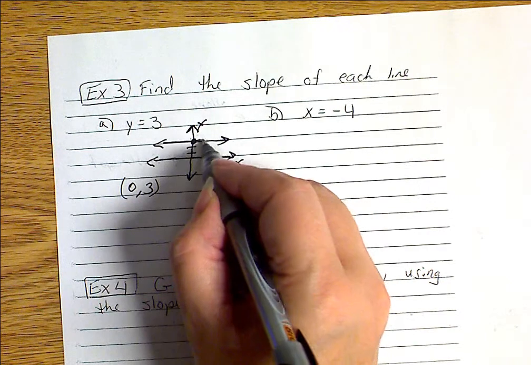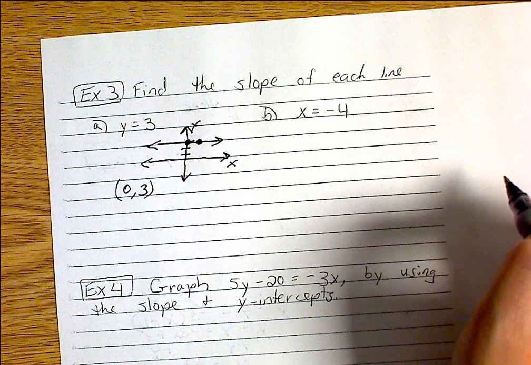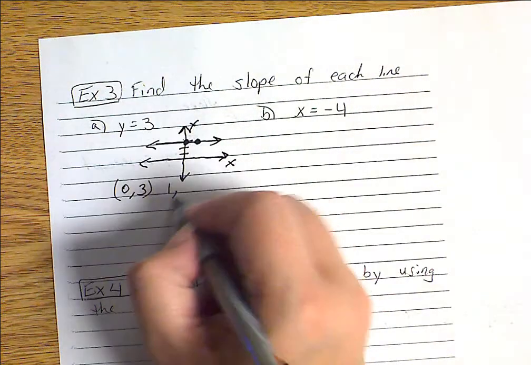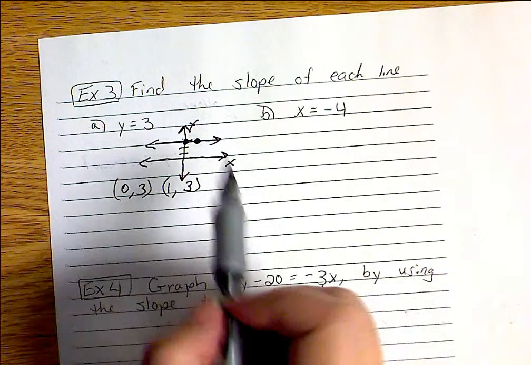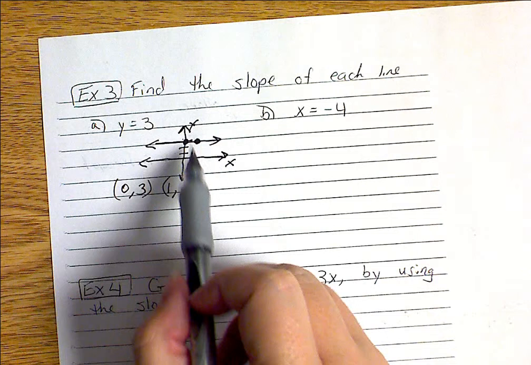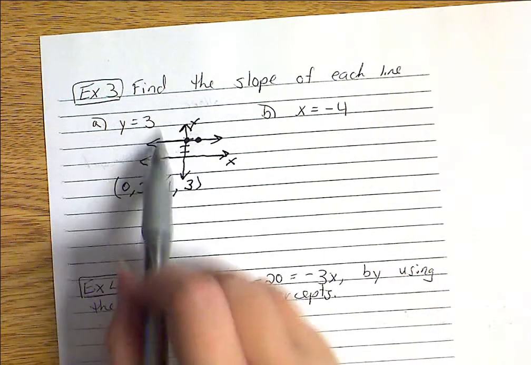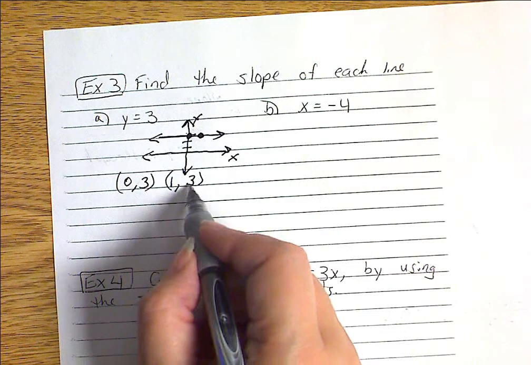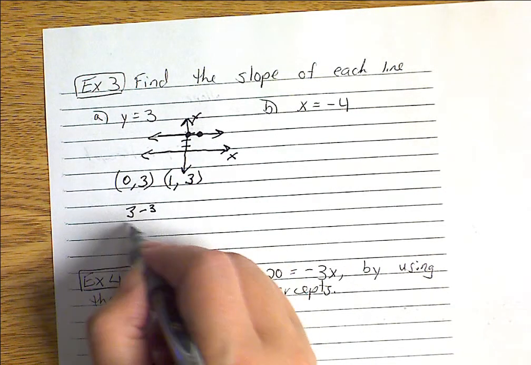What could this point be? 1, 3. Could be 1, 3. It could have been 4, 3. Anything 3 would have worked. No, it has to be 3. Remember, y is always going to be 3. So your y's, you subtract them. So you go 3 minus 3 over 1 minus 0.